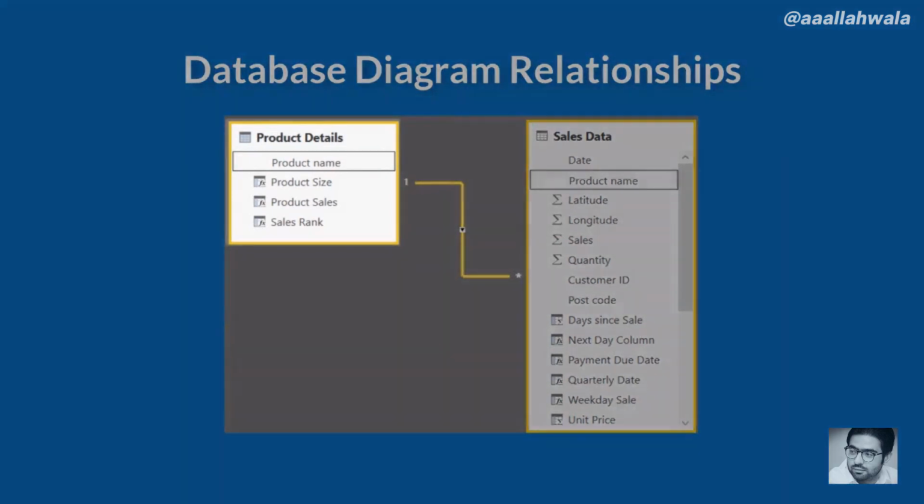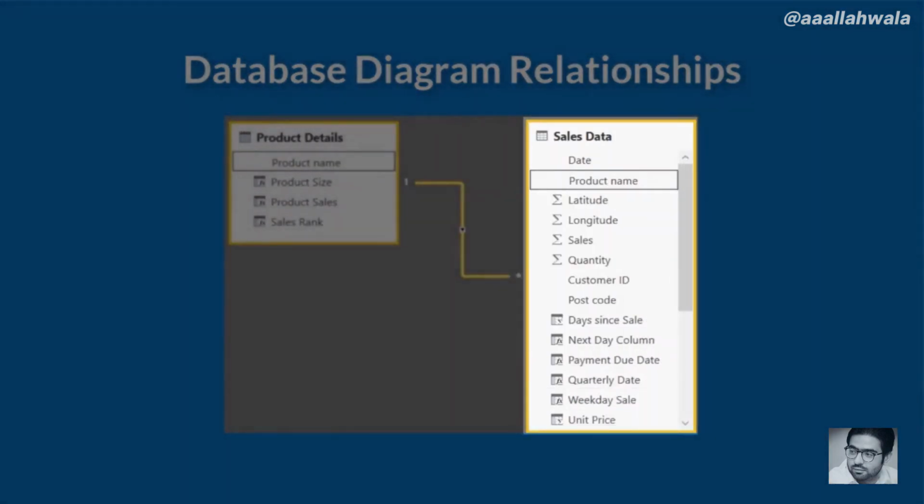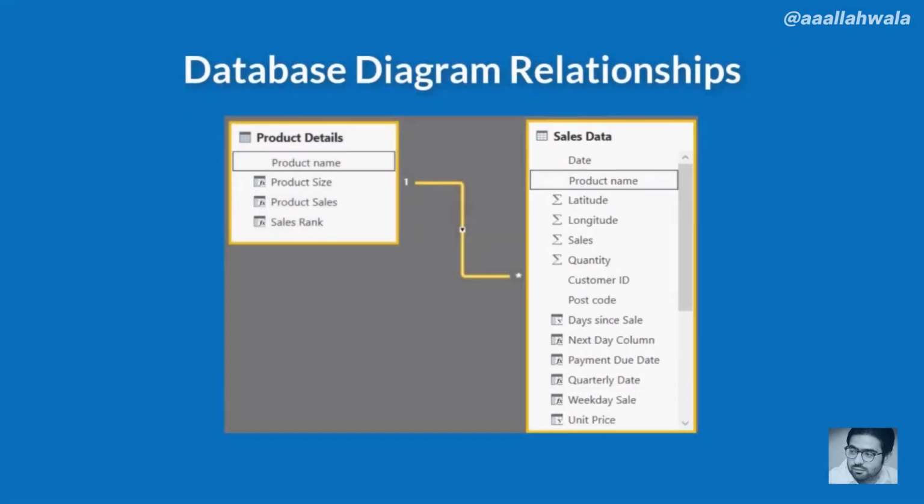Here, we have a product details table and a sales table. Both of these tables contain a product name field. In the product details table, the product name is the primary key that indicates the name of the product. In the sales table, it's a foreign key that indicates the name of the product from a particular transaction.